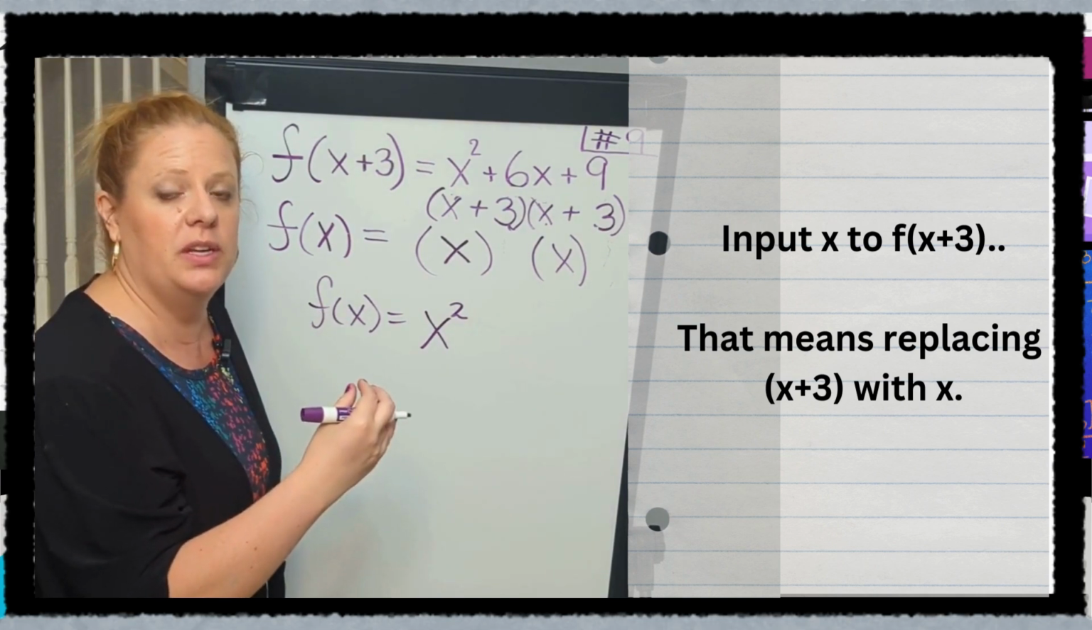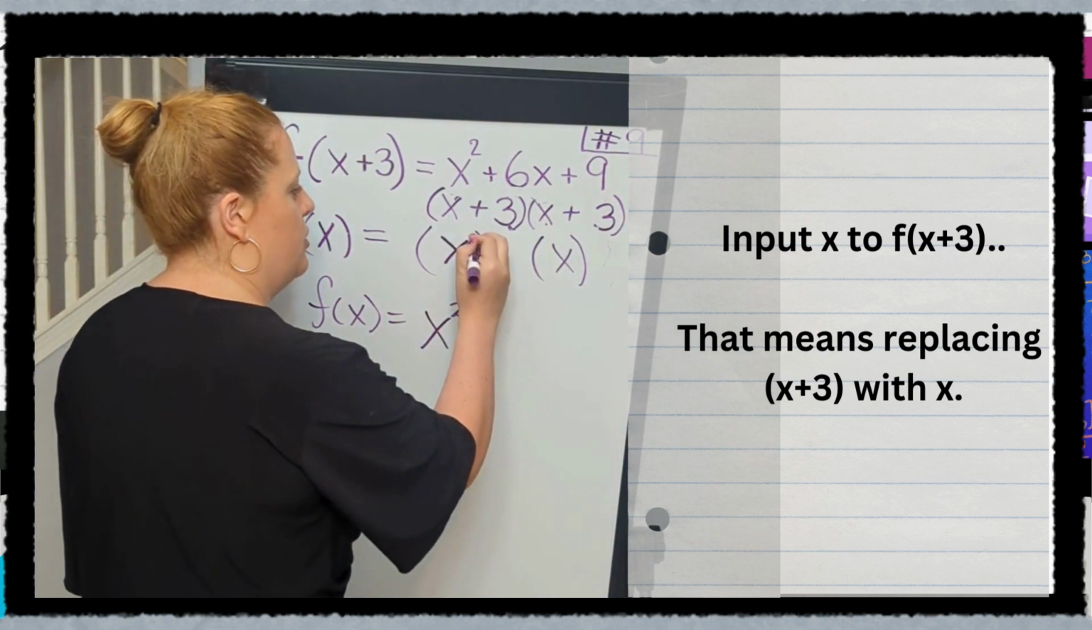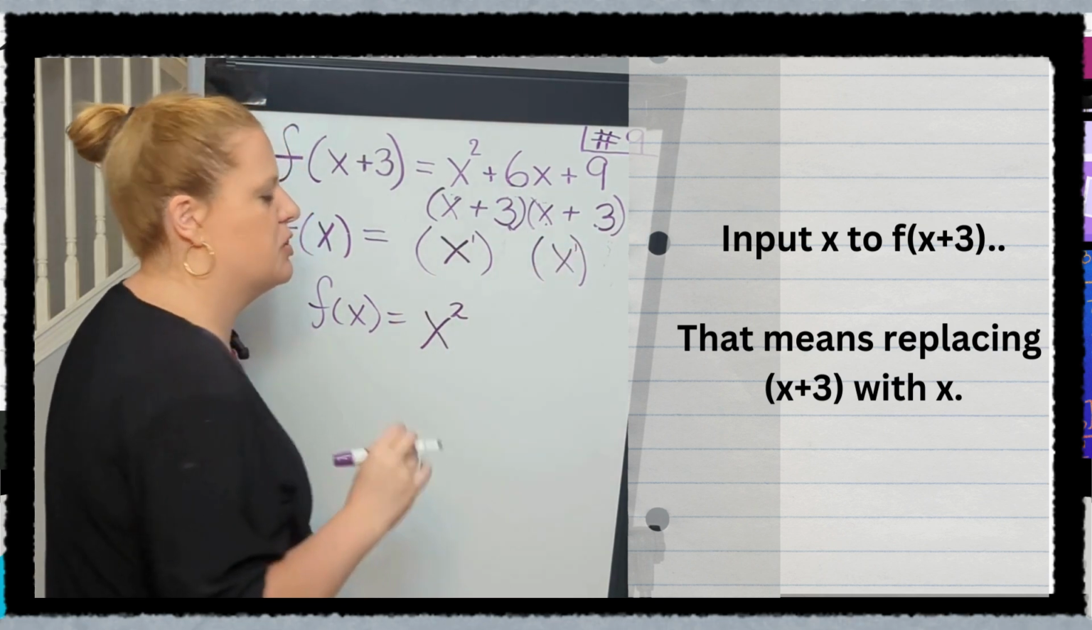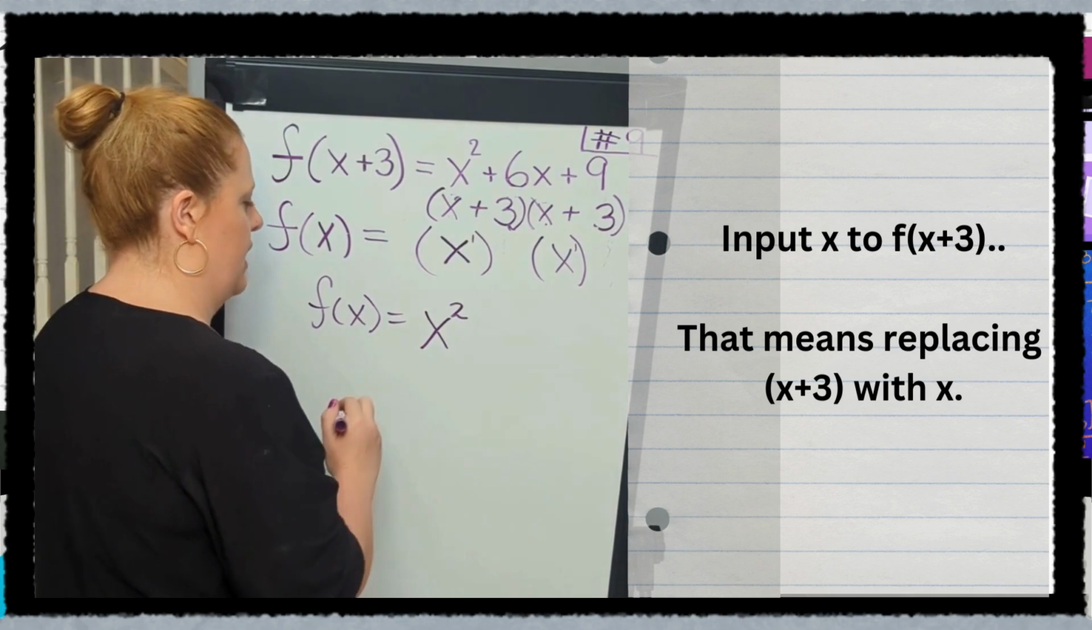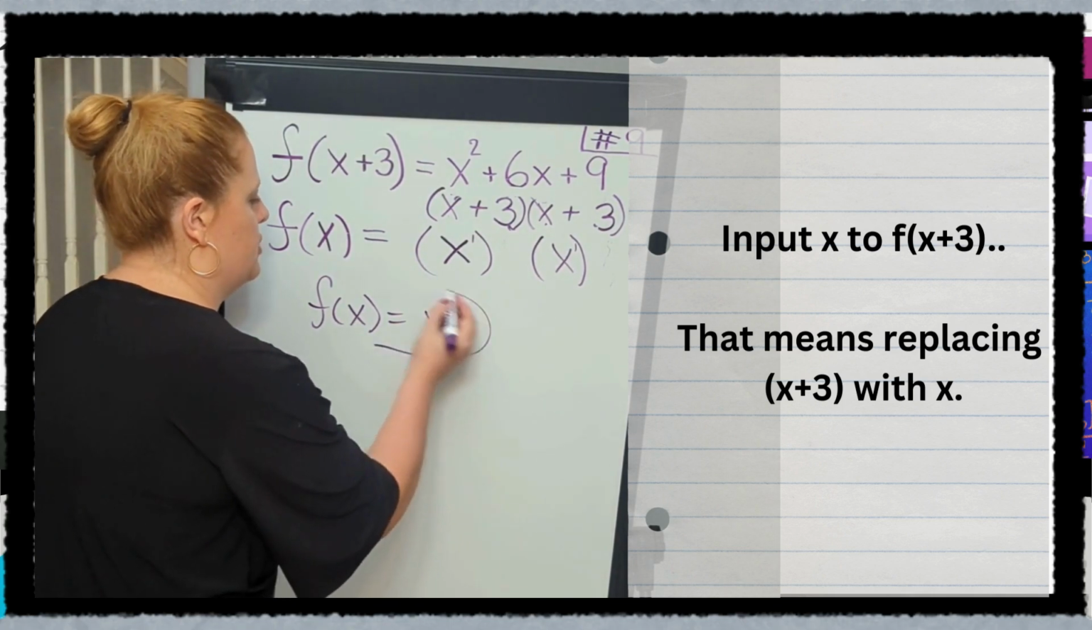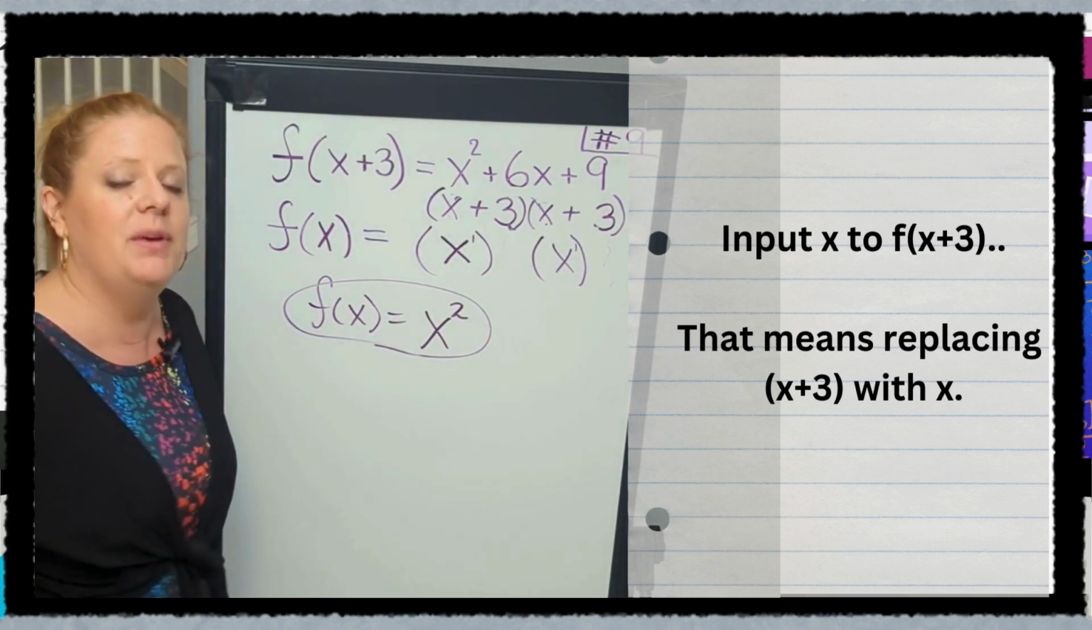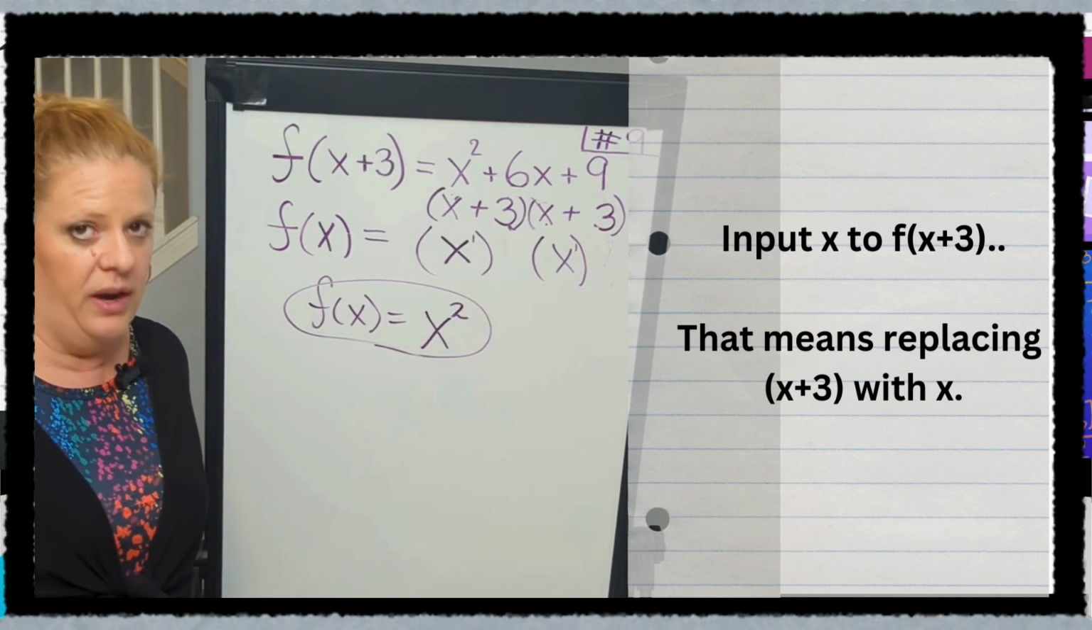Remember rules of exponents. When you multiply, you add the exponent. We assume we have an exponent of 1 if it's just an x. So that becomes x squared. Our answer then for this problem is x squared.